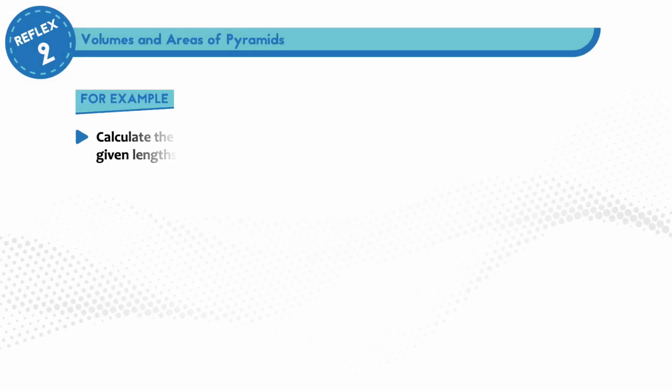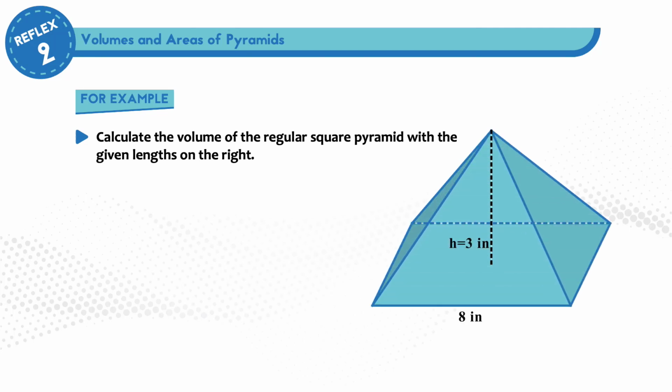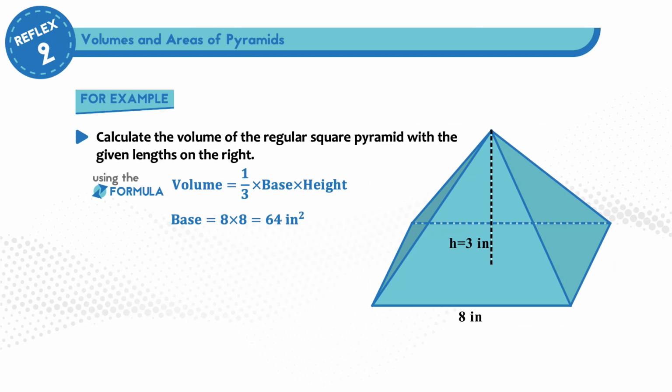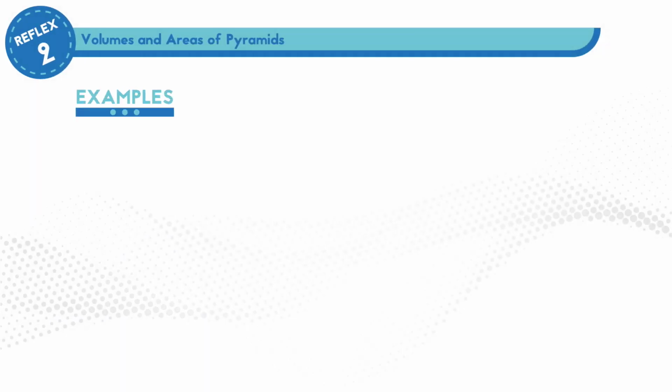For example, calculate the volume of the regular square pyramid with the given length on the right. Okay, so we know the formula says the volume is equal to 1/3 times the base times the height. Now the base is equal to A times A, which is 64 square inches. So 1/3 times 64 times 3 is equal to 64, and the unit is cubic inches. Done. And here's another example.